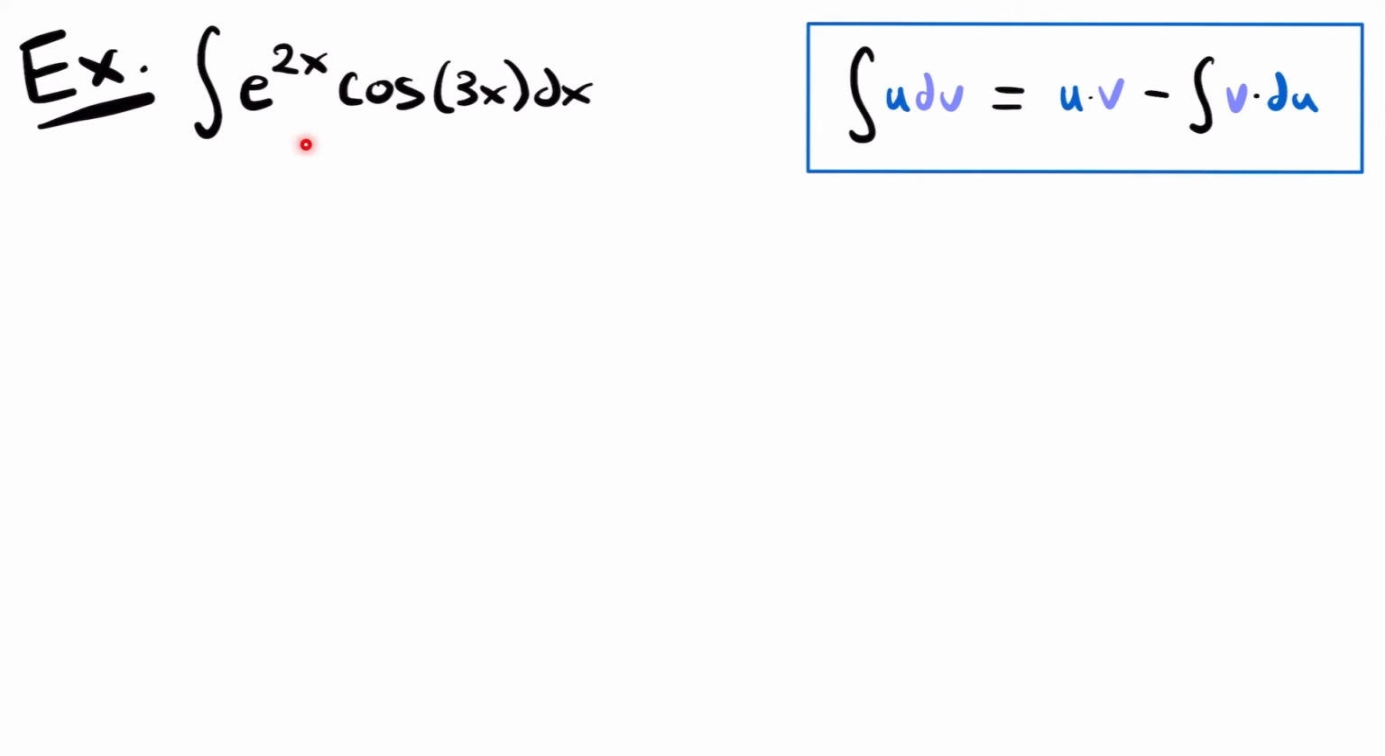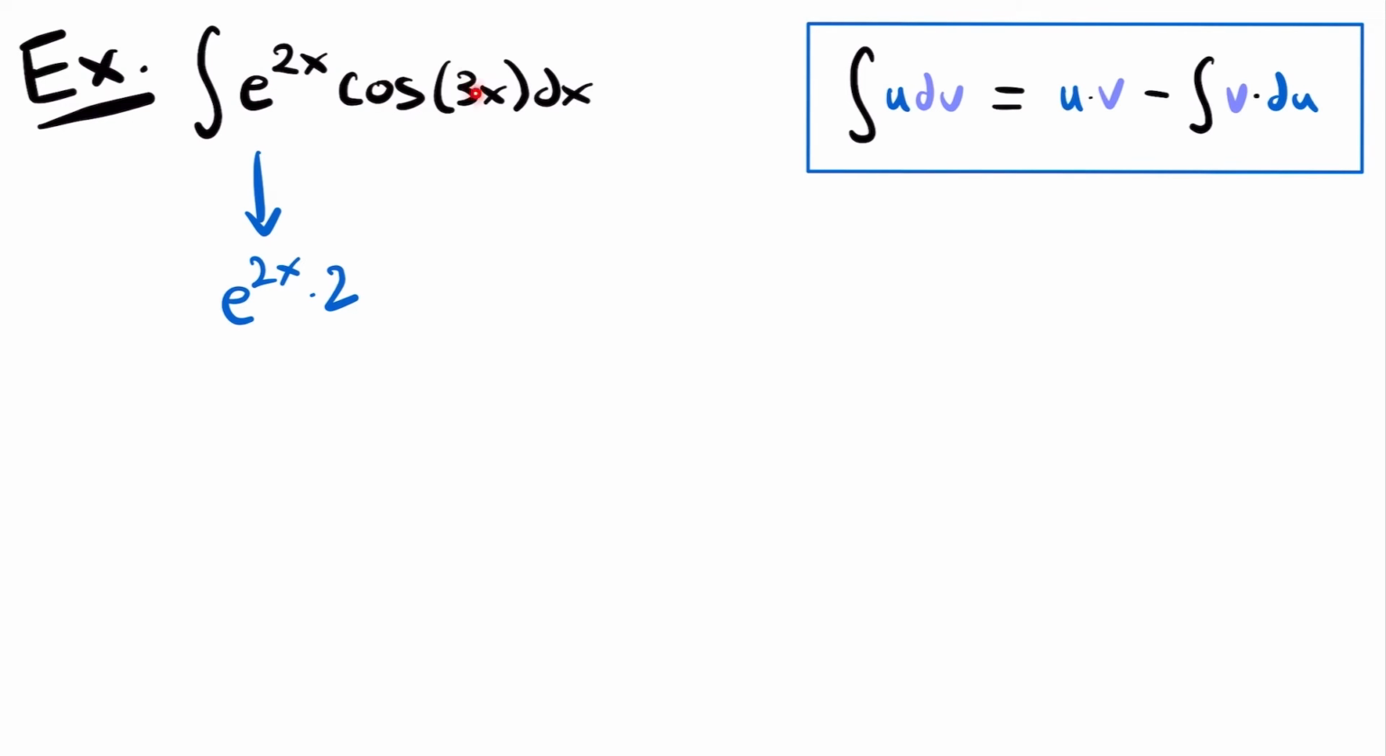We have a product of an exponential function and a trigonometric function. And so what we want to do is determine our u and our dv for our formula. Now we typically want to set u equal to the function that gets simpler when we take its derivative. However, watch what happens in this scenario. If we take the derivative of e to the power of 2x, that's going to be equal to e to the power of 2x times the derivative of its exponent 2x, which is just 2. And so that is the derivative of e to the power of 2x.